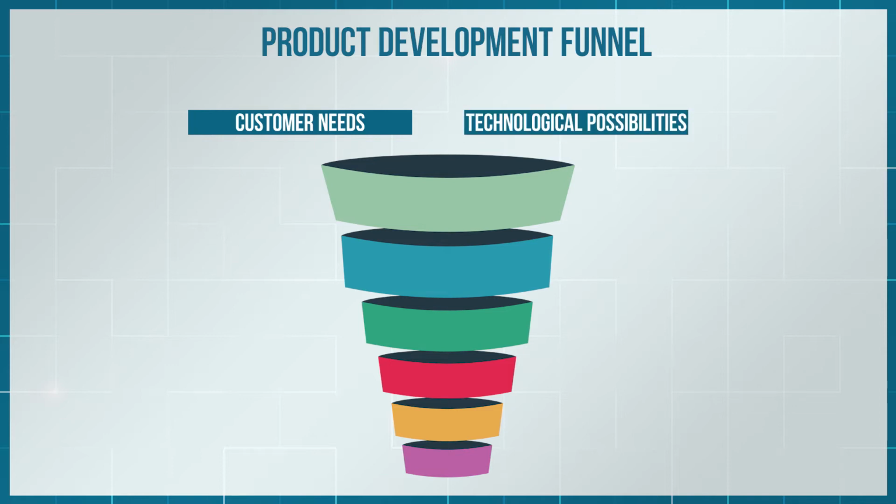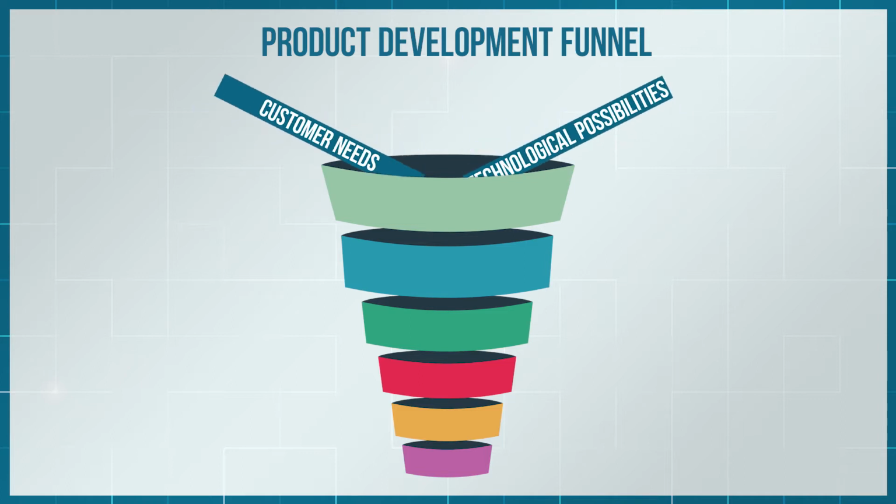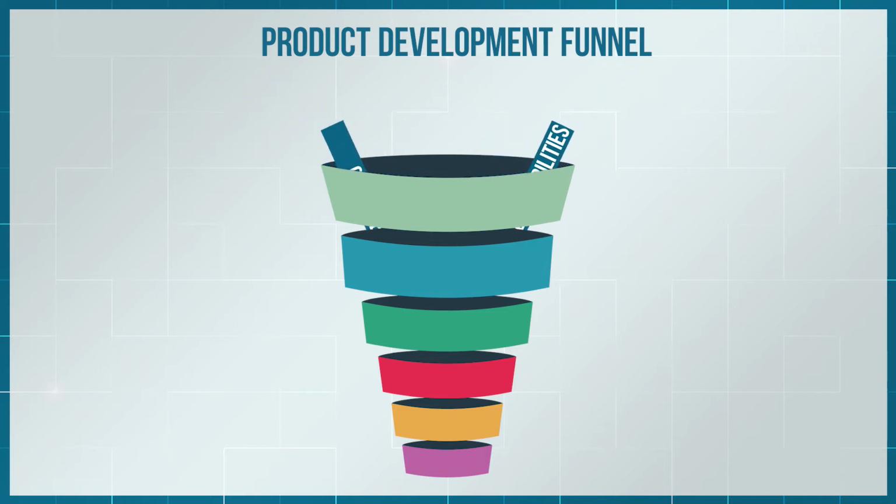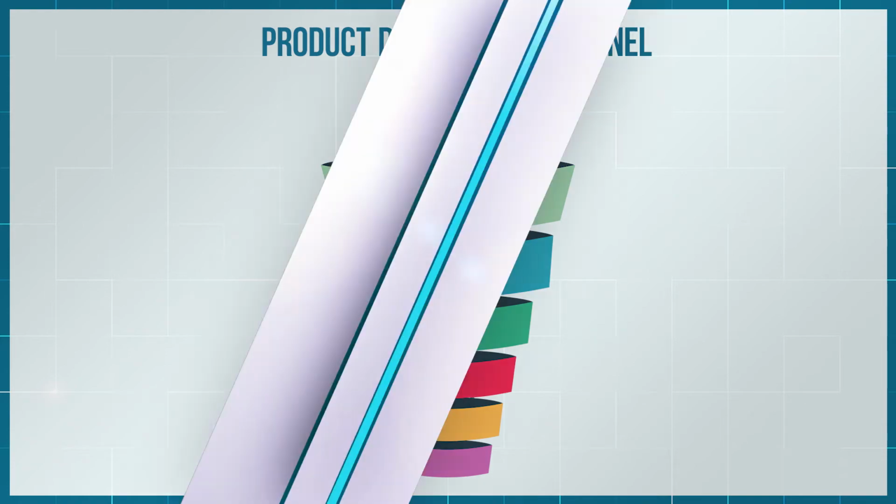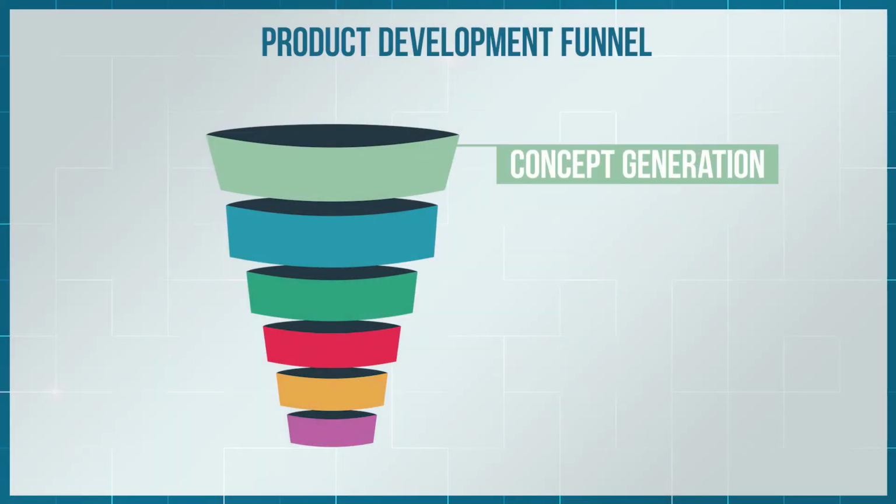And what is happening when you develop a new product is that you are combining customer needs with technological possibilities, and you are developing what is known as a concept. So the first stage in the product development process is the development of a concept, and you might develop a number of different concepts to start with.